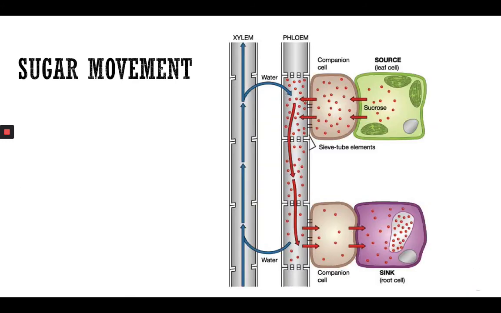Sugar movement happens through the phloem vessels. As you know, there is two-way movement in the phloem vessels, and they take the sucrose, the sugar, from the leaves, which is obtained by the photosynthesis process, and distribute it to the different parts of the plant.